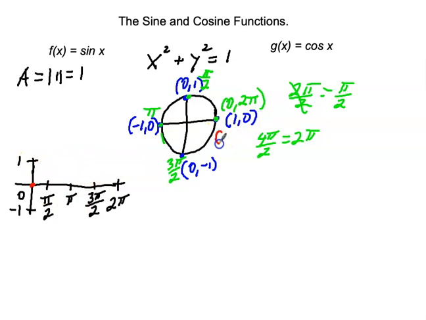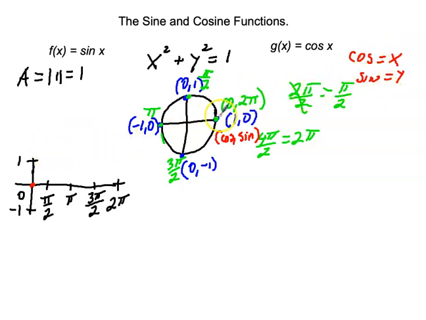Now we need to understand also that the x value here is the cosine, and the y value is the sine. So let me write it down again. Cosine is x and sine is going to be y. So cosine of t is x, and sine of t is going to be y.